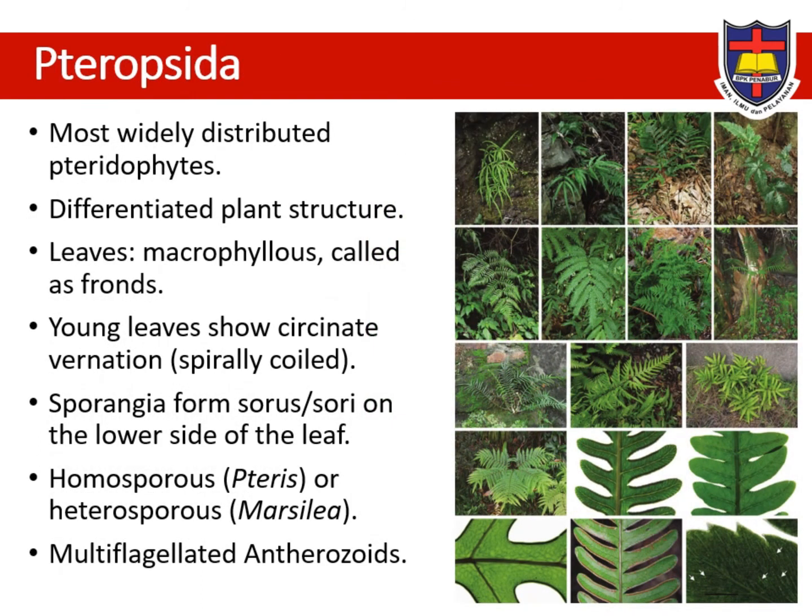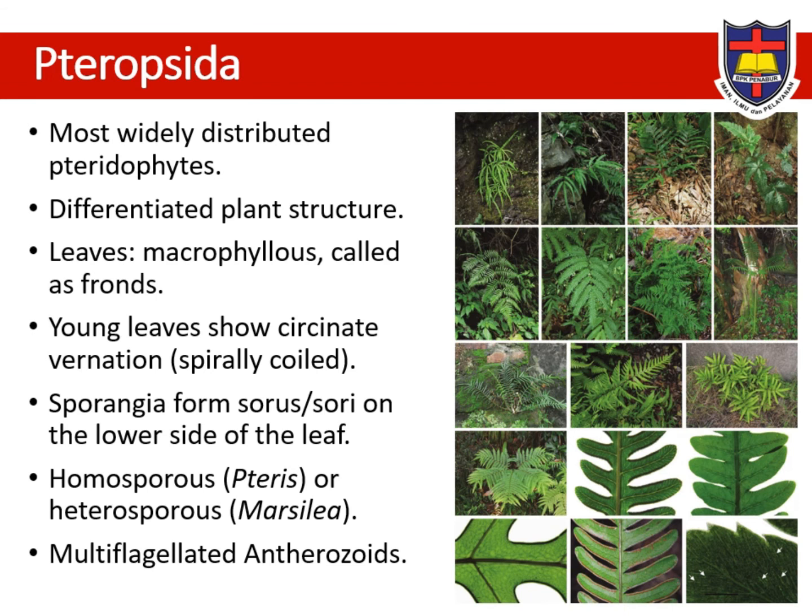Next is the last group of pteridophytes. It is Pteropsida. It is known as the most widely distributed pteridophytes. They have a differentiated plant structure, and their leaves are macrophyllous or larger leaves called fronds. The young leaves show circinate vernation or spirally coiled. Sporangia form sorus or sori on the lower side of the leaf. You will see the picture in the next slide.